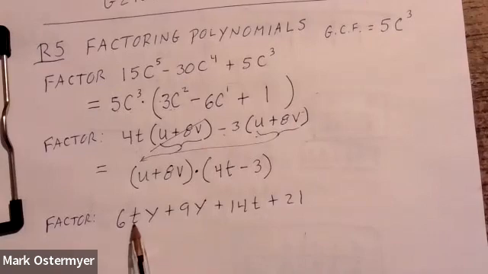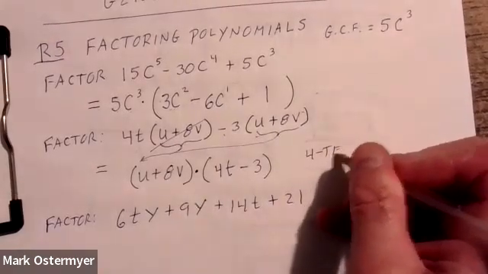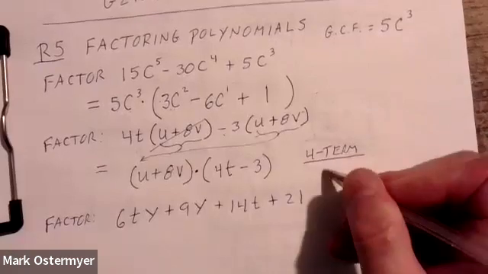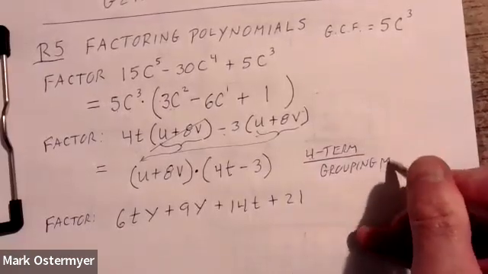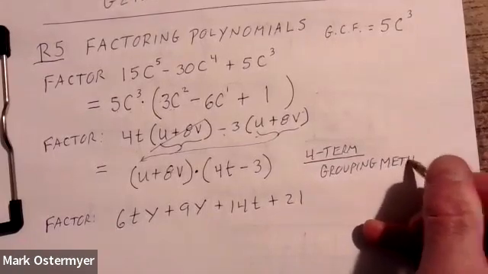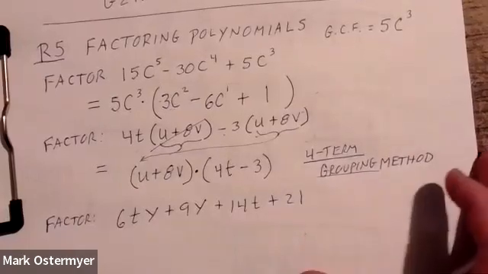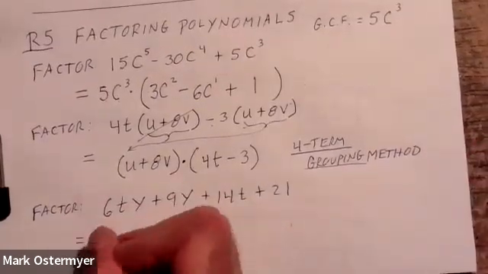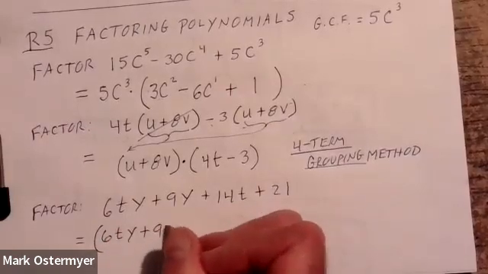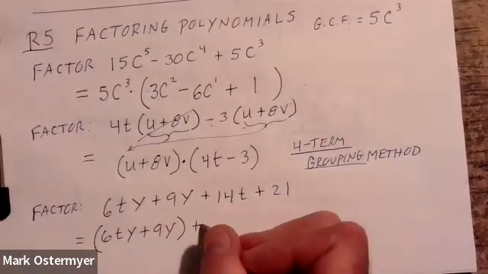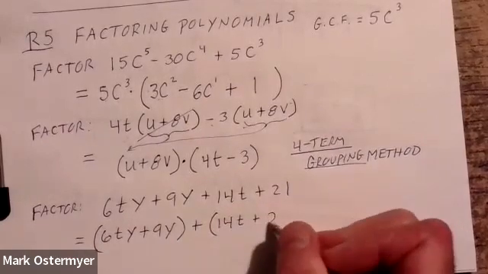But, ladies and gentlemen, this is a 4-term polynomial. And when we have a 4-term polynomial, we should always try to use what's called the grouping method to see if it can factor. So I'm going to demonstrate the grouping technique or the grouping method. As the name suggests, we're going to be grouping things together, and we will group together our first 2 terms by placing them inside parentheses. Plus, and then I will group together my last 2 terms by placing them also inside parentheses.